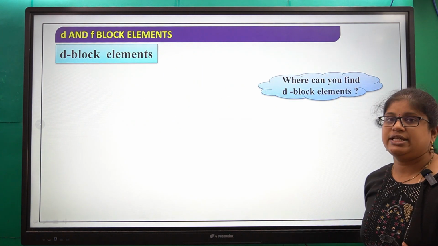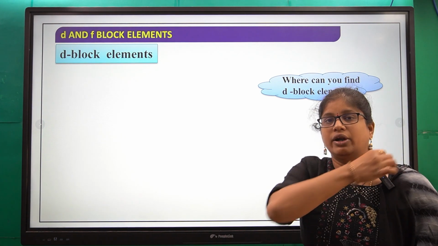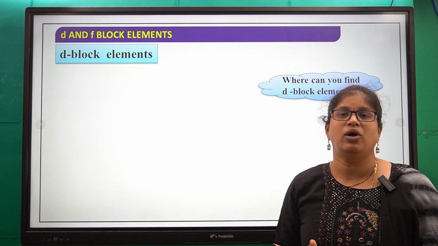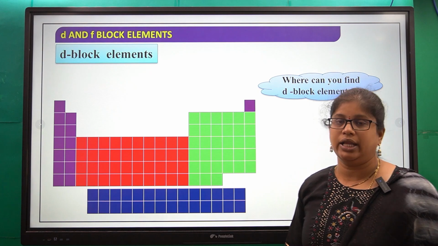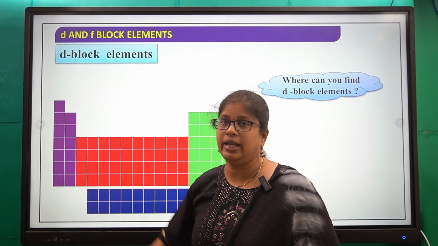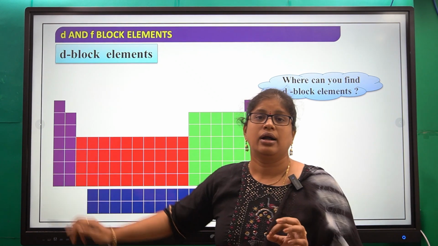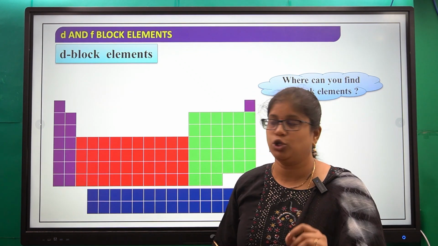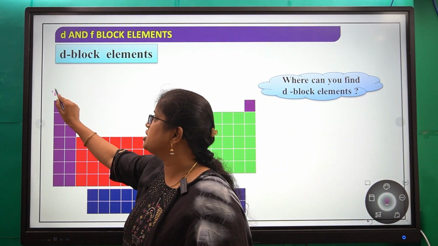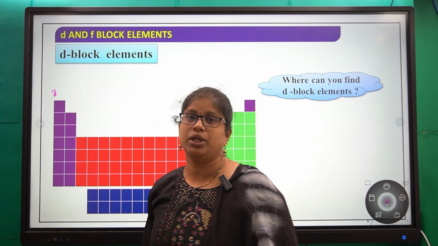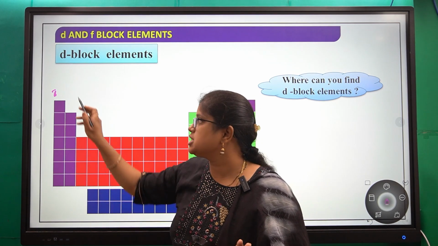where can you find these D block elements in the periodic table? We already discussed the periodic table and we know the different block elements of that periodic table. If you look clearly at the periodic table, the first two groups, which are in purple color, are called S block elements. Here this is the first A group, or first group. According to the new recommendations of the IUPAC, now we are writing only 1 to 18. So this is the first group.